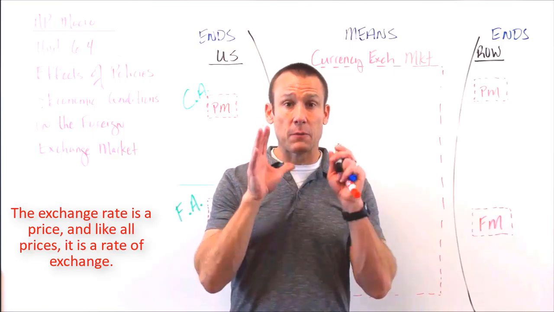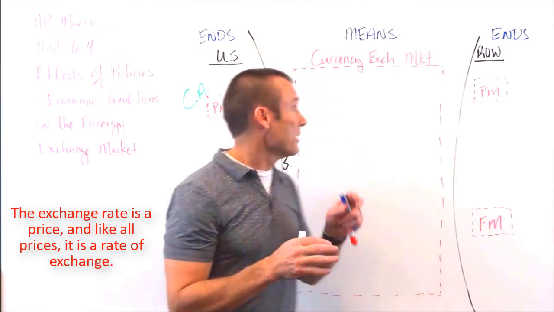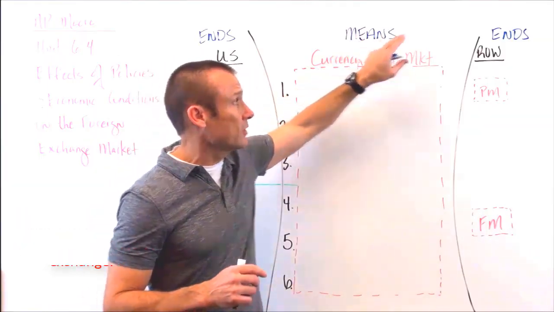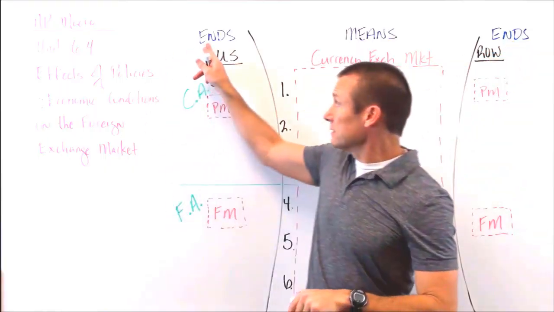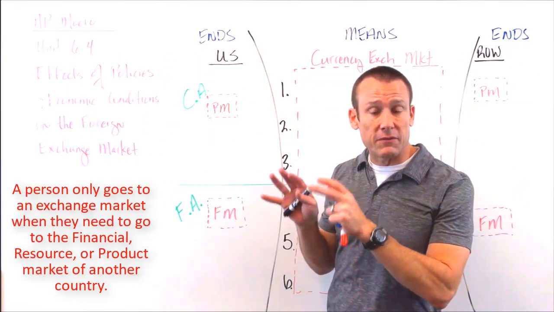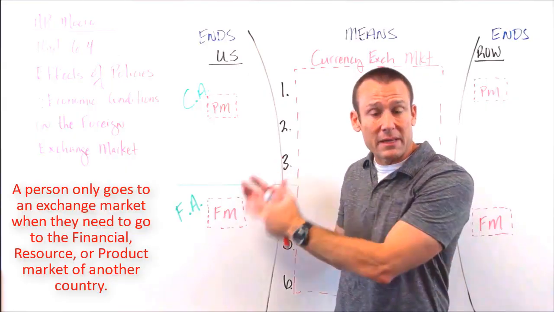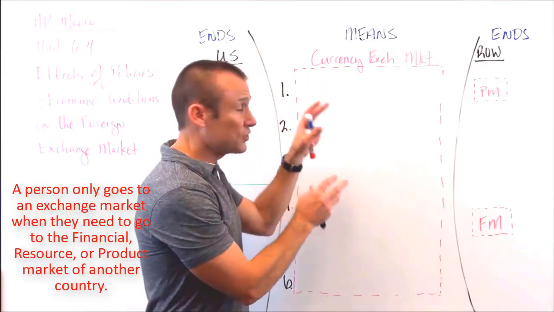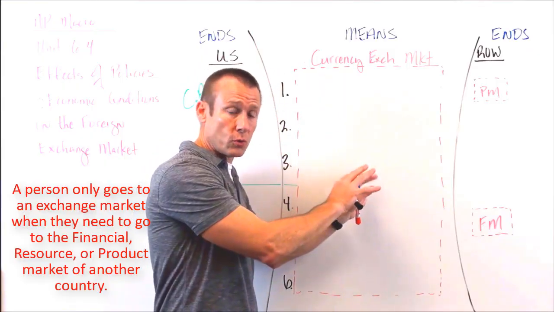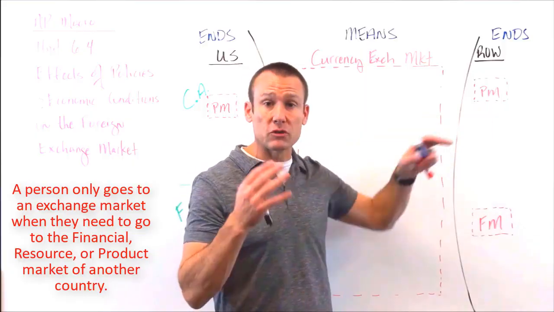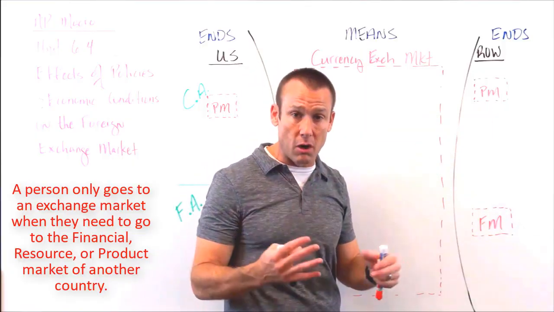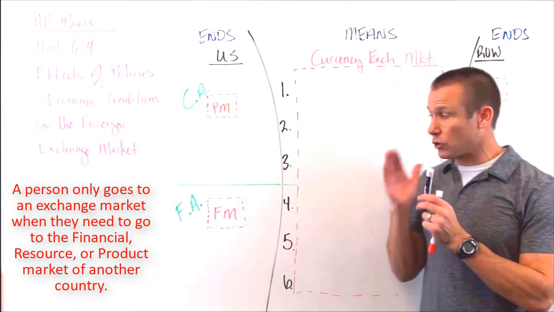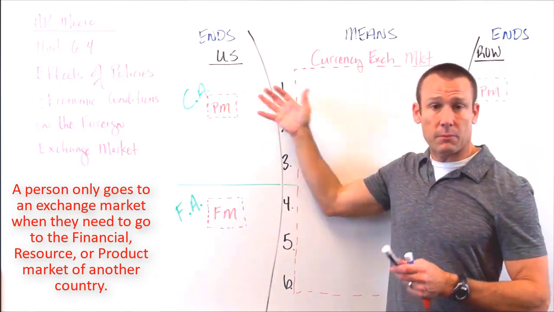And to understand that, the most important thing you need to understand is that the exchange market, where exchange rates are set, is just a means to an end. The ends lie in the product market, financial market, and resource markets of the domestic country and the countries abroad. In other words, the exchange market is how we go to product markets, resource markets, and financial markets abroad. And exchange markets are what people from the rest of the world use to go to our product market, resource market, and financial market.